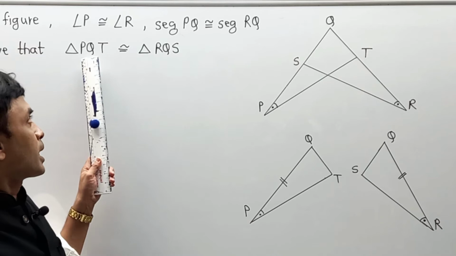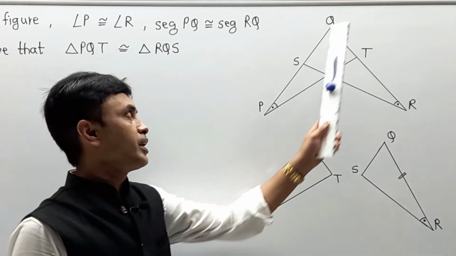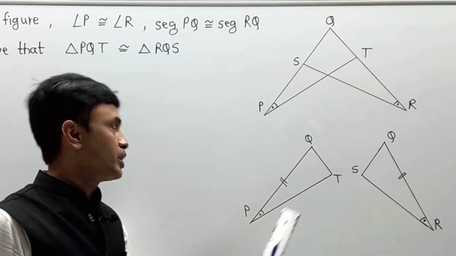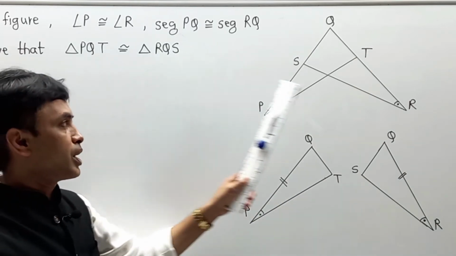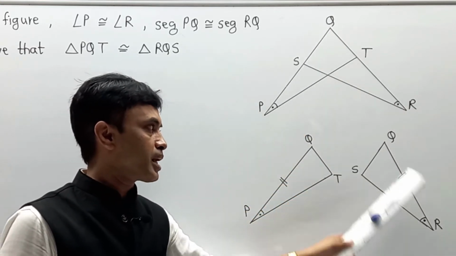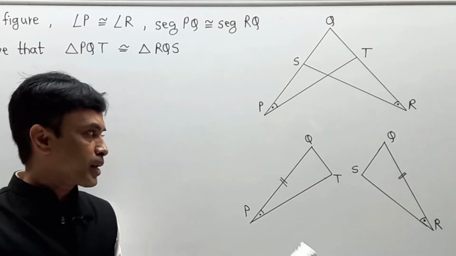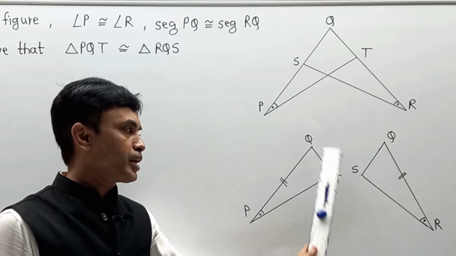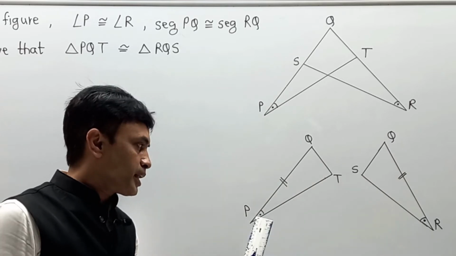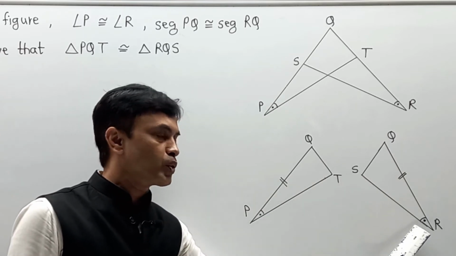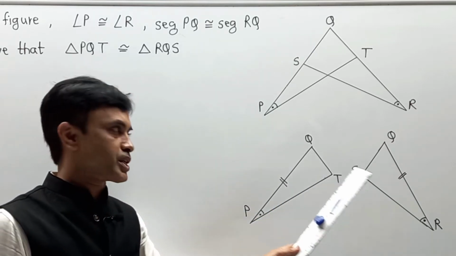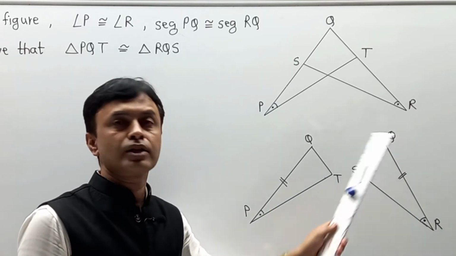Then prove that triangle PQT is congruent to RQS, or you can say RQS. Now naturally we have to show that triangle PQT is congruent to RQS. They have given one angle P congruent to one angle R. Second, QP or PQ is one side is congruent to QR or RQ over here.